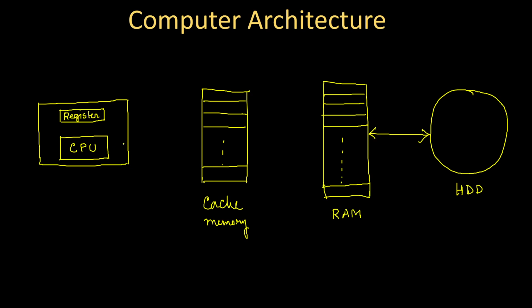So what happens actually is, when the CPU processes some data or instruction, it first checks the registers. If it is not present over here, it requests the cache memory. If the data is present in the cache memory, then the data is transferred to the CPU and the CPU works with it. But if it is not present in the cache memory, then it requests RAM.